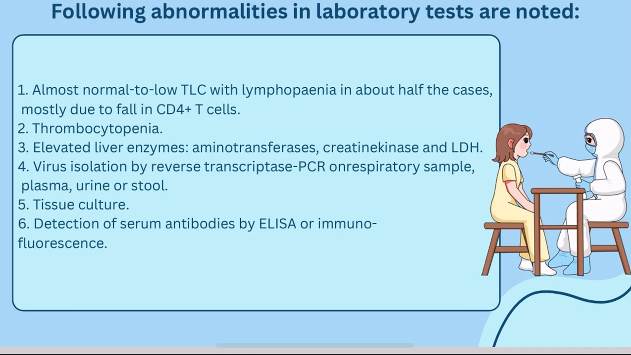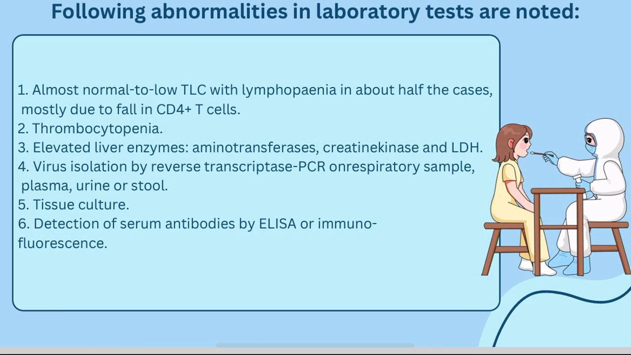The following abnormalities are seen in the laboratory tests. What are the abnormalities noted in the laboratory tests? Almost normal to low total lymphocyte count with lymphopenia. Lymphopenia is seen in about half the cases, mostly due to the fall in CD4 plus T cells. Lymphopenia is nothing but lymphocytopenia, where the blood has an abnormally low level of lymphocytes. Lymphocytes are the white blood cells which play an important role in the immune system.